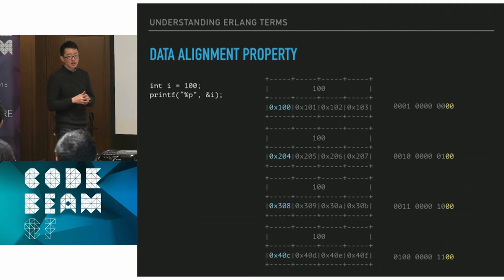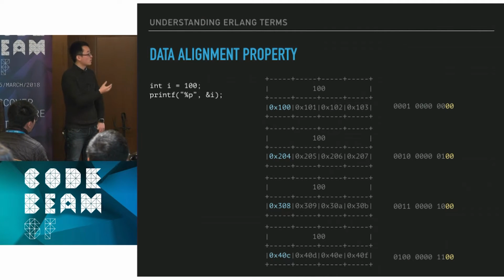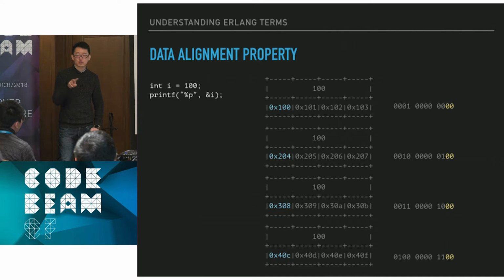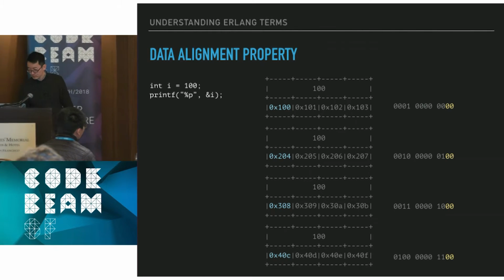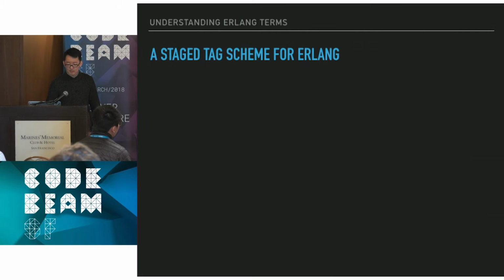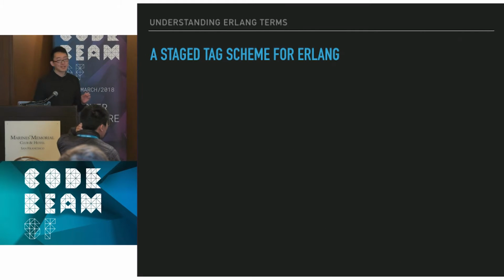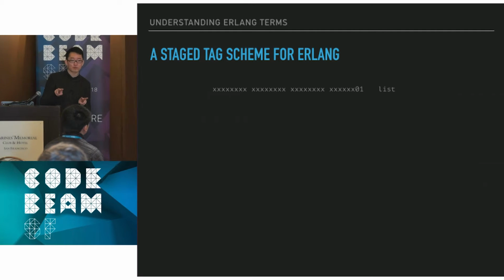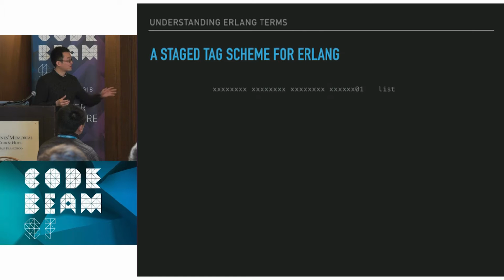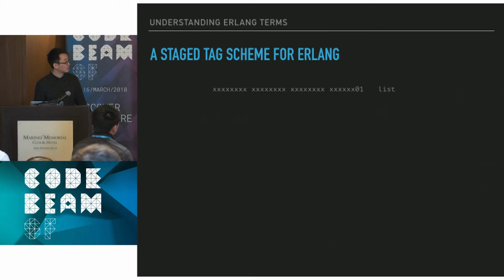So this is a data alignment property for the CPU's optimization, so that we can at least use those 2 bits for free, because every time we allocate something, it always has these 2 zero bits. Okay, so Erlang uses a system called a staged tag scheme. For example, this is a list, and because we already have 2 bits for free, right? So we can just use these 2 bits, and Erlang has a lot of lists, so we use 0, 1 for list, 1, 0 for boxed value, and 0, 0 for the header.